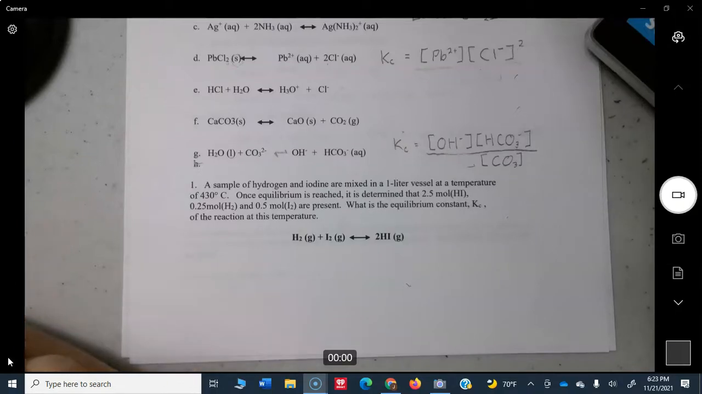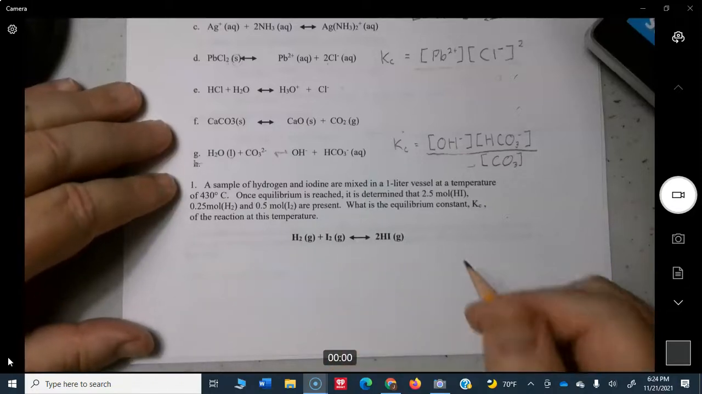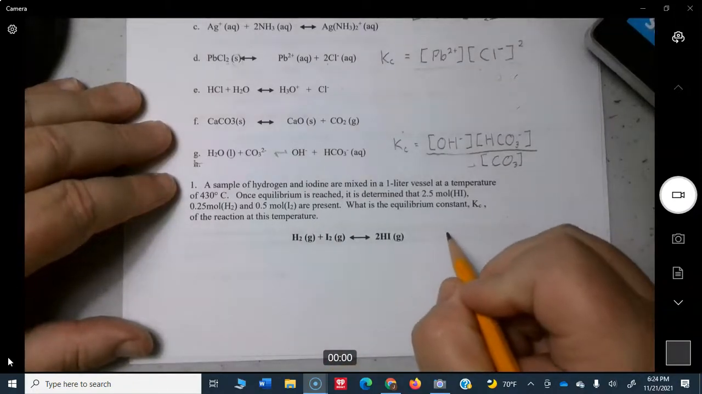Once equilibrium is reached, it is determined that 2.5 moles of HI and 0.25 moles of H2 and 0.5 moles of I2 are present. What is the equilibrium constant Kc of the reaction at that temperature? Okay, so there's the reaction right there. So let's go ahead and write the law of mass action. I'll go ahead and write it over here on the side.